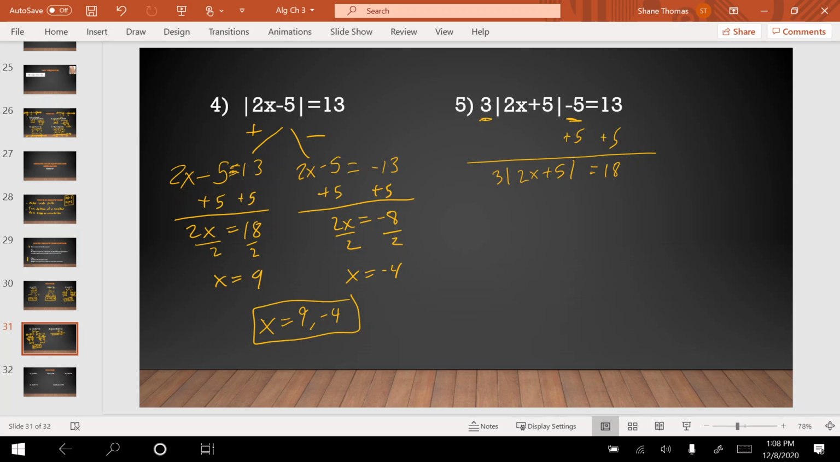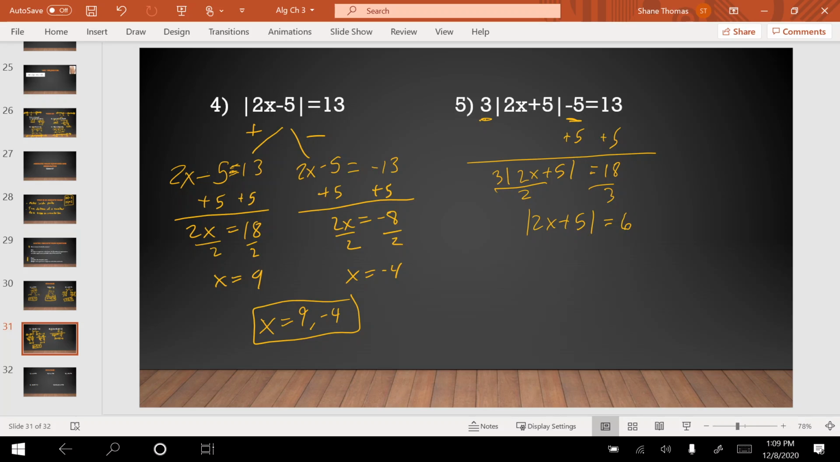Now let's get rid of that 3. So we divide both sides by 3. Now I have the absolute value of 2x plus 5 is equal to 18 divided by 3, which is 6. Great. There we go. Okay. So now we're ready to split this guy, aren't we?